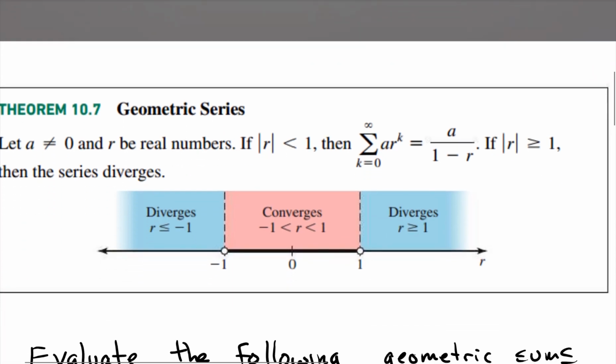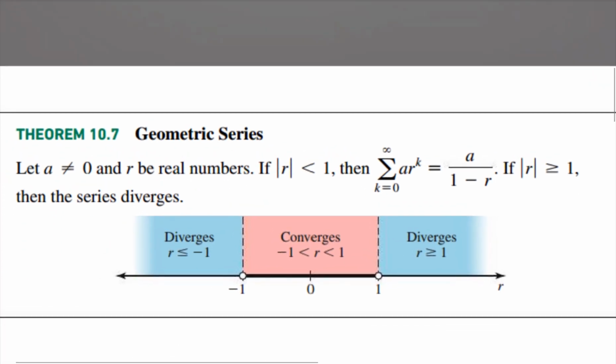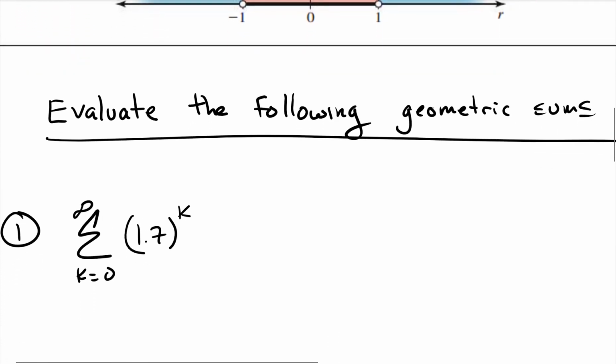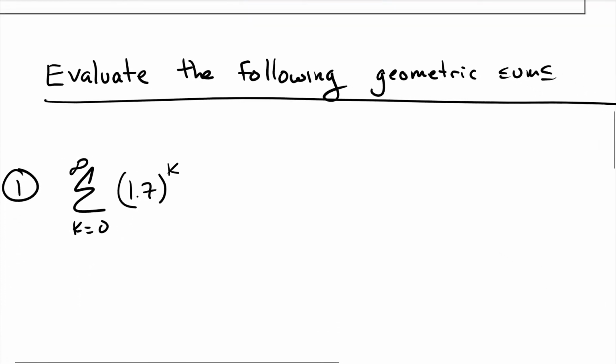Okay, so there's our geometric series one more time. We're going to use this formula that we have, where we're going to need to find some A. We're going to need to figure out what R is, and then we're going to see if the series diverges or converges, but we can also solve for these now. So we're going to evaluate the following geometric sum. Let's start with the first one.